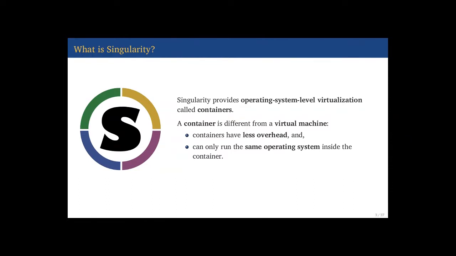Containers don't emulate the chip. Instead, they rely on the kernel of the host operating system, and because they're at a little bit of a higher level, they have significantly less overhead. But a restriction is they can only run the same operating system inside the container. So since our systems run Linux, you can only run Linux inside of Singularity. That's not a huge drawback for our use case.